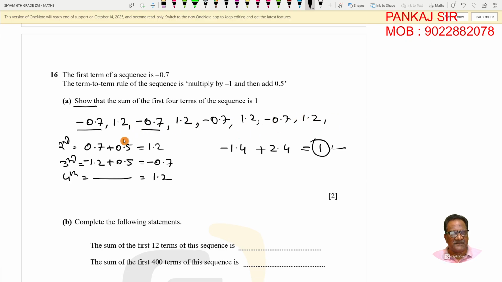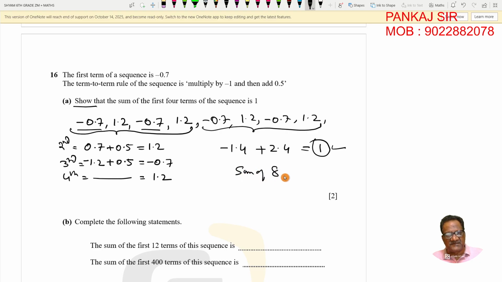That is clear. So if you take the first four, the sum of the first four I got as 1. Now if you go for the next four, the sum of this next four is also going to be 1. What that means is the sum of the first 8 terms will be how much? 1 plus 1, 2, isn't it? Right. So it is going this way.